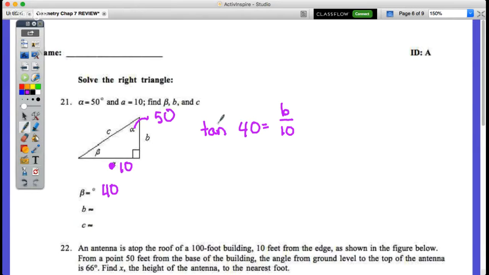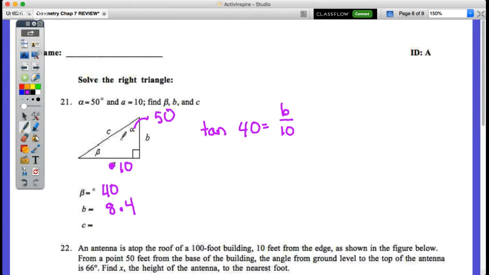What is the tangent of a 40-degree angle times 10? 8.39. What is it, guys? It's 0.839, times it by 10. Oh, okay. What do you get? 8.391. So I'm going to round that to 8.4. I'll put directions in here to round to the tenth.